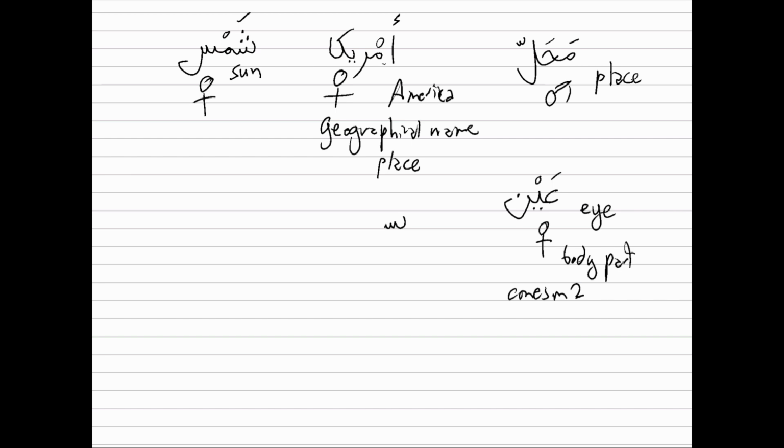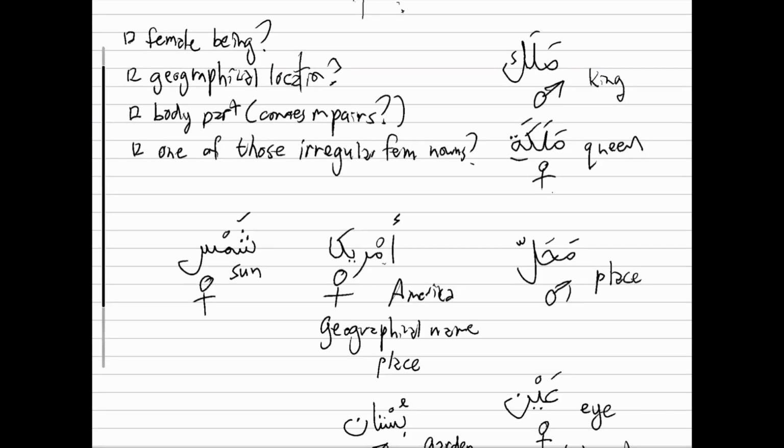Bustan is like this. Bustan means garden, and this is masculine. It doesn't fit any of the other categories. You could argue that Bustan is a geographical location, but no, it's not a place name itself. It's not a proper noun. It may be a location, but it has to be an actual given place name. You know what I mean?